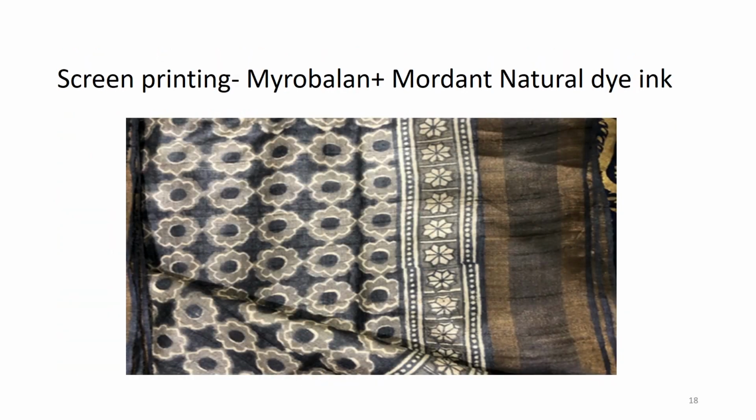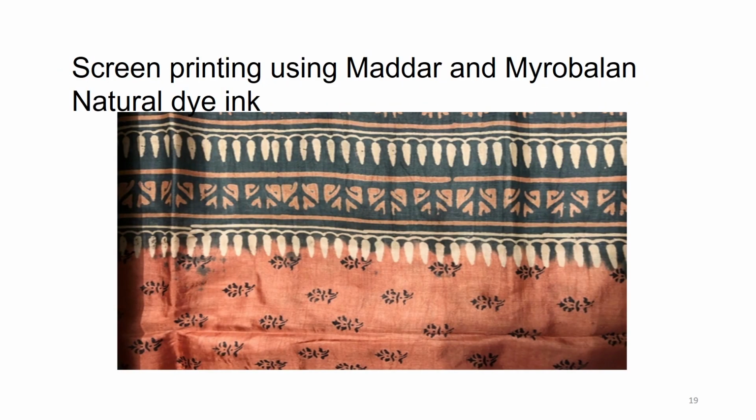Some of the screen printed motifs are shown here. Here myrobalan is used and it is a mordant dye. So, it is acting as mordant as well as dye, and iron is used as one of the mordants, and it is being done with natural dye ink. Another screen printing using madder and myrobalan natural dye, where the orangish color is coming from the madder, myrobalan is creating with iron the black color, and the other part is through the resist printing.